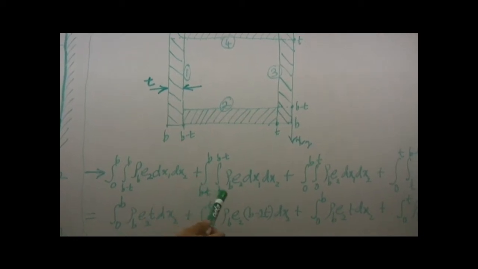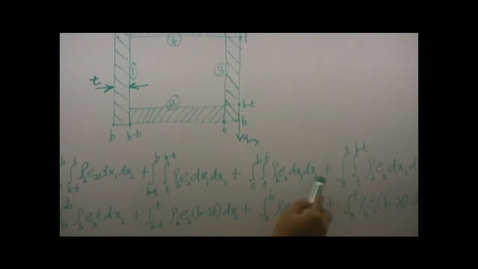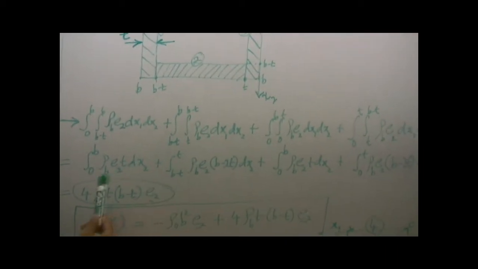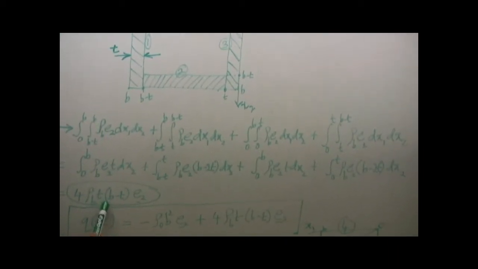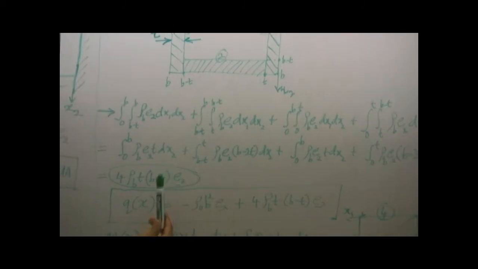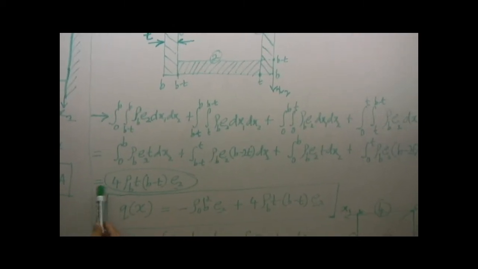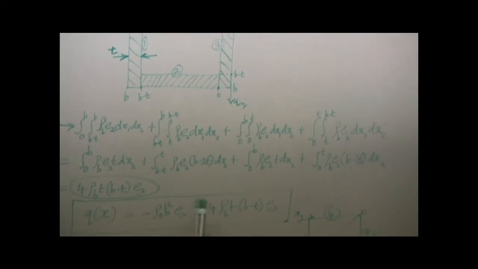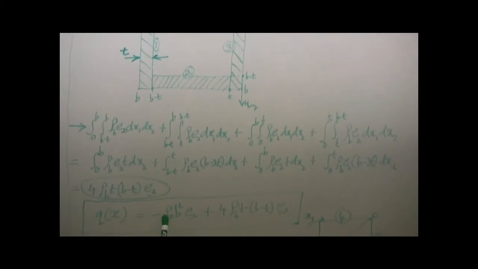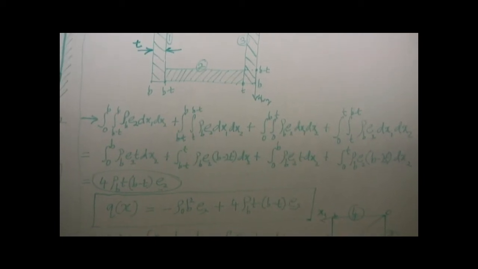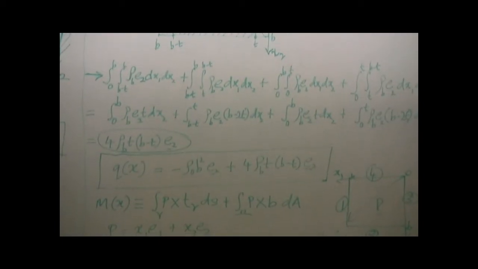Similarly, we get the integrals for surface 2, surface 3, and surface 4. Solving the above integrals, we get 4 rho b t (b minus t) e2. So this is our solution for the resultant applied force, simplified and combined for both the body force and the traction. Now we will go to find the moment for the beam.